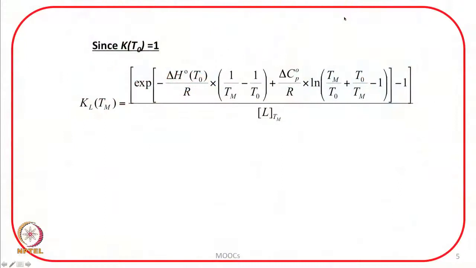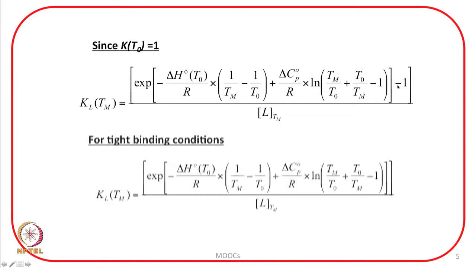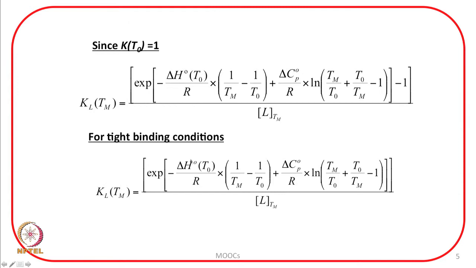So, what is observed is that if the binding is very, very strong, then let us take a look at this slide. This entire quantity within this bracket is much higher than 1. So, 1 can be easily ignored because the exponential of this factor is going to be much higher than minus 1. Therefore, if you ignore minus 1 for tight binding conditions, we end up with this relation. KLTM is equal to all these factors.